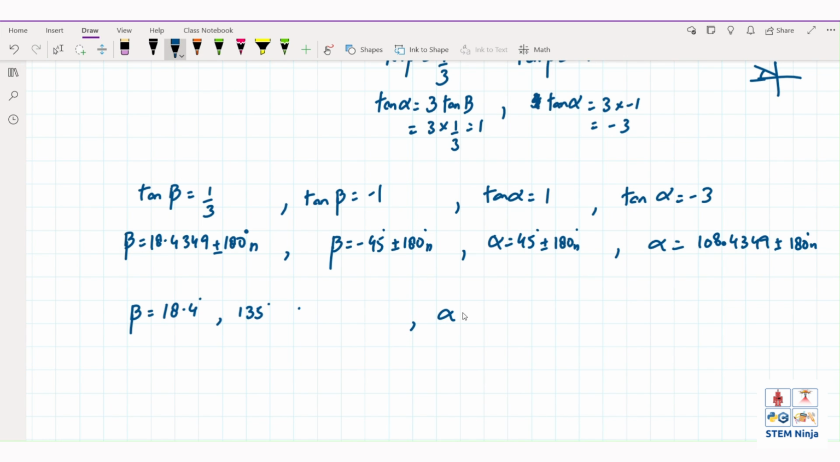Now, for the alpha, 45 is an acceptable solution already for us. If we go plus 180 or minus 180, that's out of the required range. Similarly, 108.4 is an acceptable solution. If we go plus or minus 180, it goes beyond the range. So 108.4 degrees, and that's our final answer.